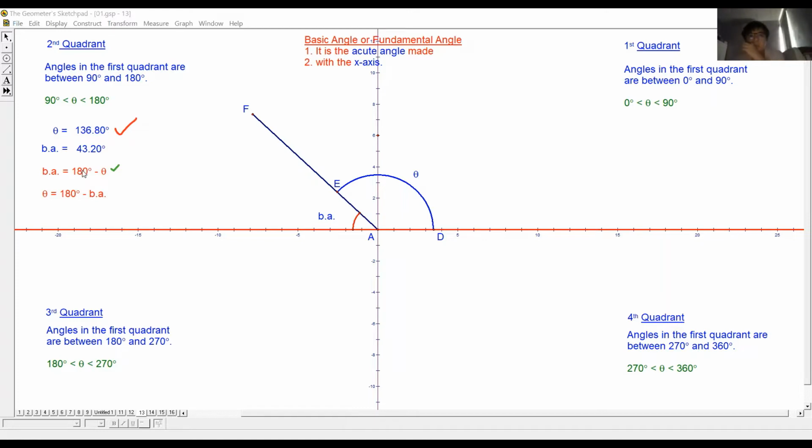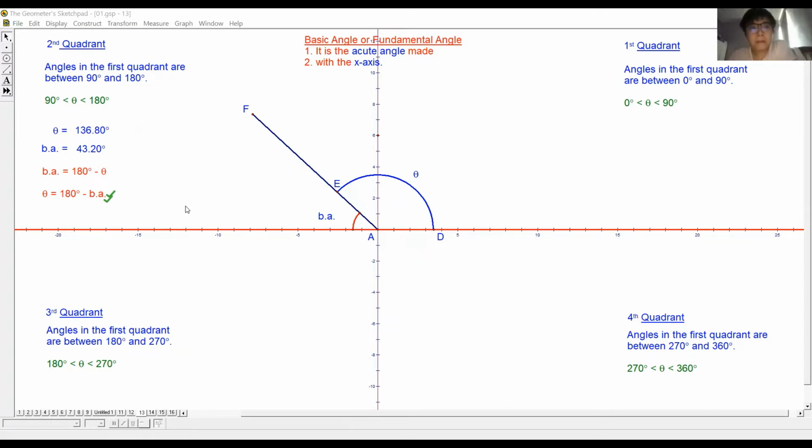For the second quadrant, in order to get the actual angle, you use 180 minus the basic angle. Sorry, not theta, the basic angle. Where does this basic angle come from? It comes from our calculator. When you press your calculator, it will give you the basic angle.